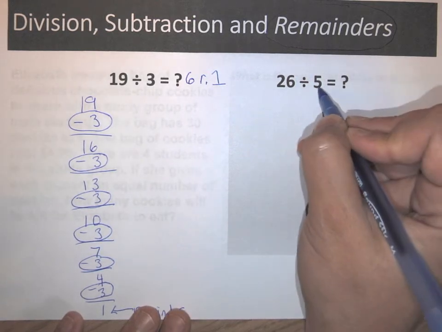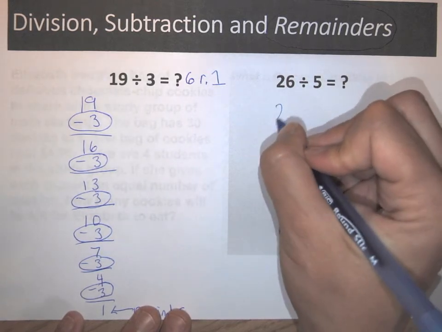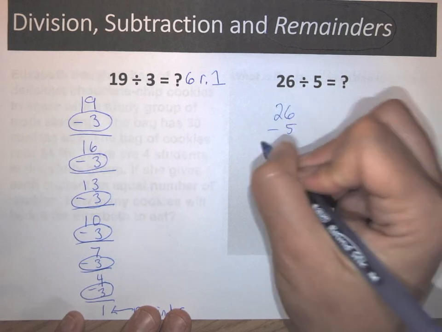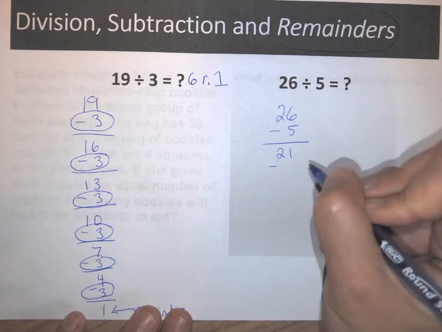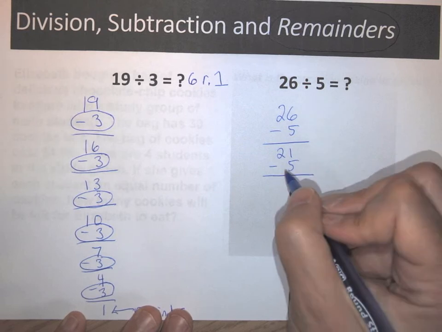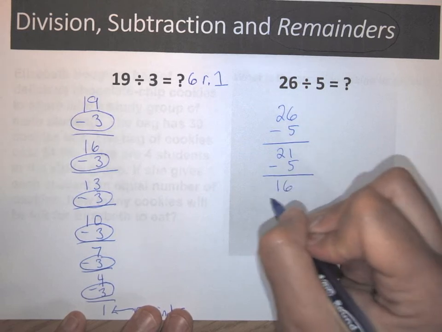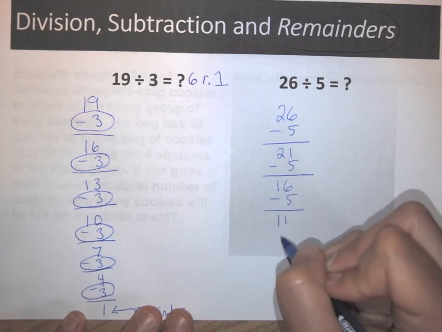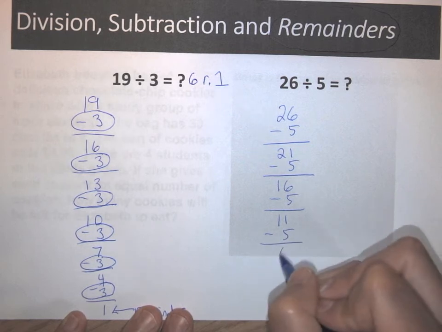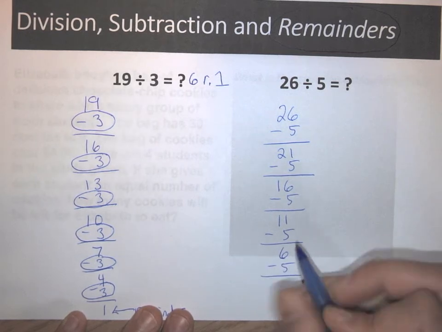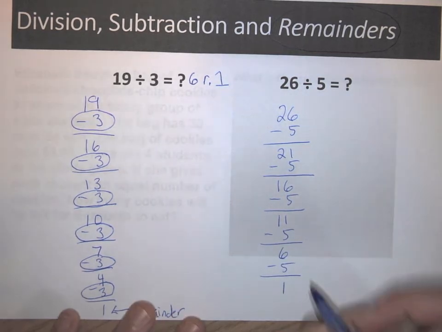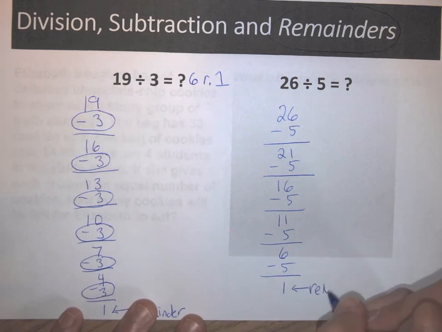So the question is, how many times can I take 5 out of 26? So let's see, so I'll take it out once. That leaves me with 21, and that's going to give me 16, and 11, 6, and then I'm going to have, again, a remainder of 1.